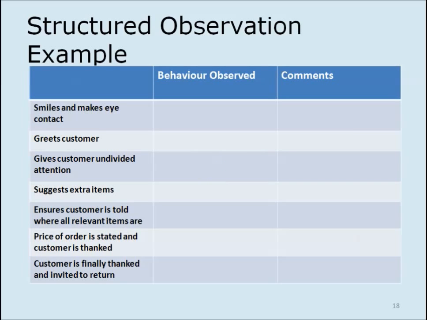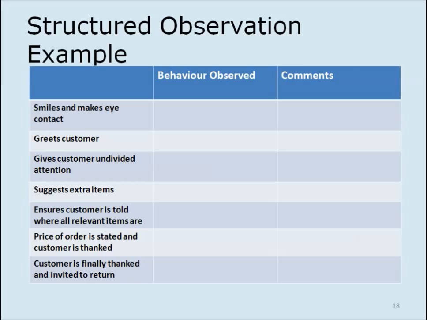Here's an example. You might be observing some people within a restaurant. So we say about a chain of restaurants, let's go back to Burger King or McDonald's. You have devised this sheet of categories, and you're going to tick some boxes. So here, you observe, did they smile and make eye contact with you? Yes or no? Did they greet the customer? Yes or no? Did you think they gave the customer undivided attention? Yes or no? Did they suggest extra items? Yes or no? So it's much more black and white, much more categorized.